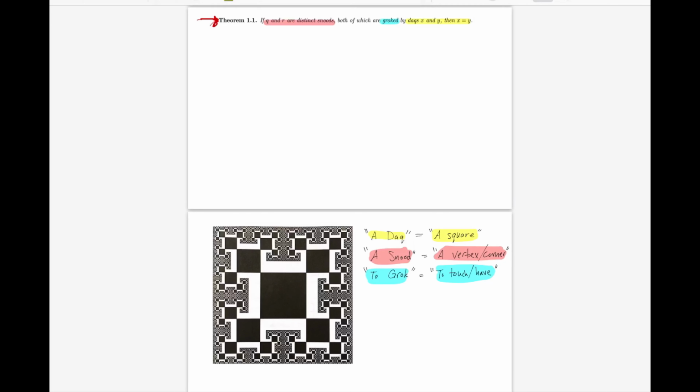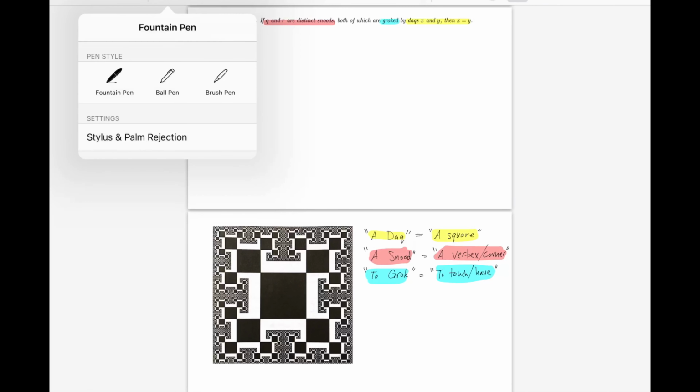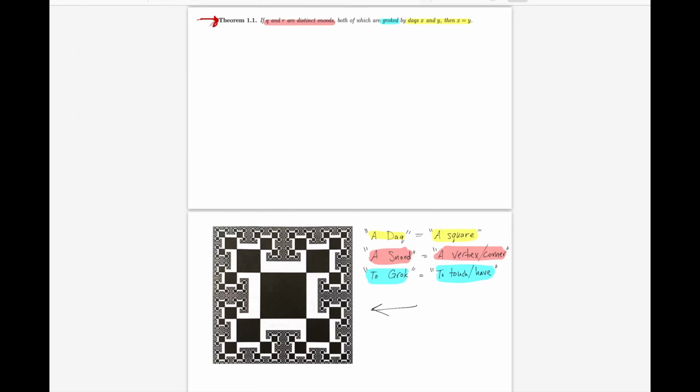which should make sense. If you've got two different vertices, and you've got two squares that share both of those vertices, then looking at this as our image, well, the only way that can happen is if you've got the same square touching both of those vertices, which means that it's the same square.